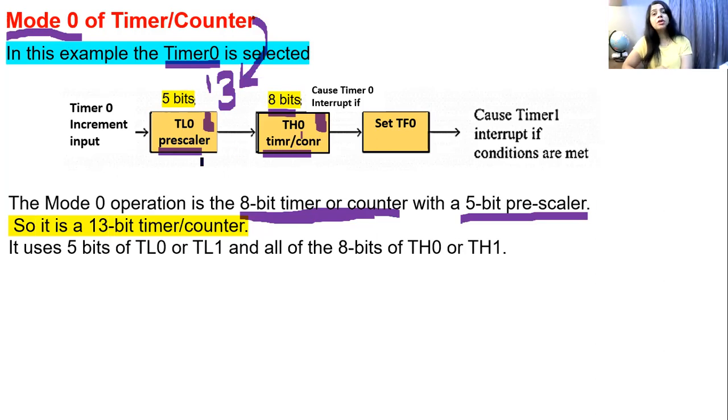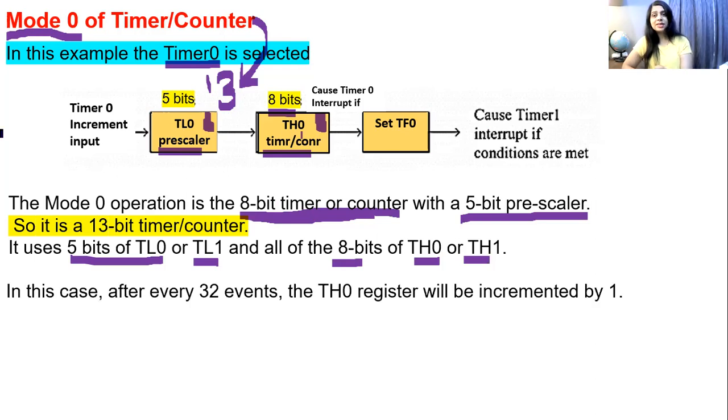Now, what is the meaning of prescaler? It uses 5 bits of TL0, or TL1 if we are using timer 1, and all 8 bits of TH0 or TH1, based on whether we are using timer 0 or timer 1.